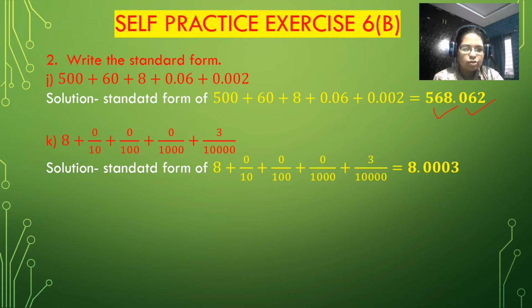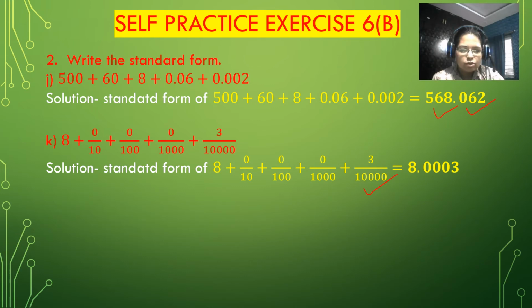Okay. 8 plus 0 divided by 10 plus 0 divided by 100 plus 0 divided by 1000 plus 3 divided by 10,000. The standard form of 8 plus 0 divided by 10 plus 0 divided by 100 plus 0 divided by 1000 plus 3 divided by 10,000 is: 0 divided by 10 is 0.0, 0 divided by 100 is 0.00, and 0 divided by 1000 is 0.000, and 3 divided by 10,000 is 0.0003.